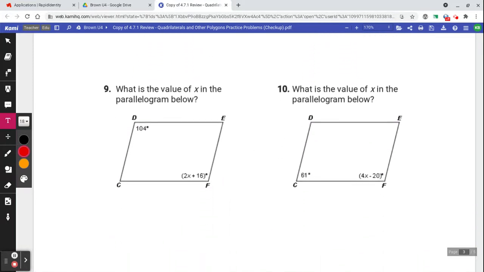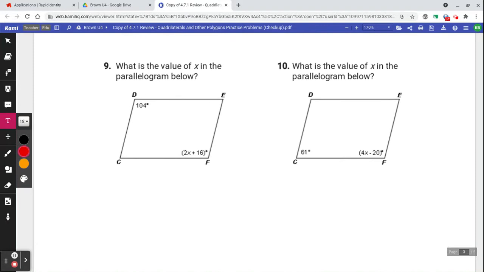9 and 10, I don't feel like I want to set them up for you because we did them so recently. It's a parallelogram. And I'll just tell you what is going to help you. Go to your notes, of course, but we remember that opposite angles in a parallelogram are equal. So 104 is equal to 2x plus 16.